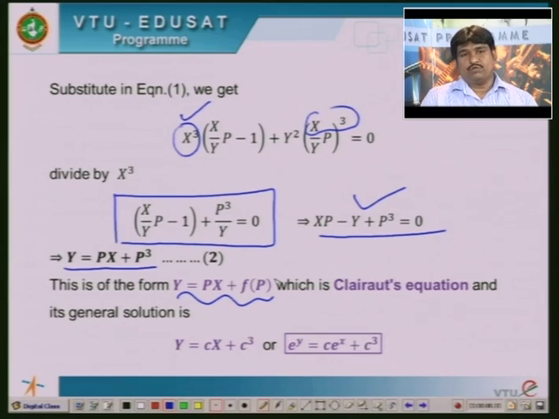So the given equation was not in Clairaut's form. Using the substitution capital X equals e to the power of x and capital Y equals e to the power of y, we converted this into Clairaut's form, where f of capital P is p cube.